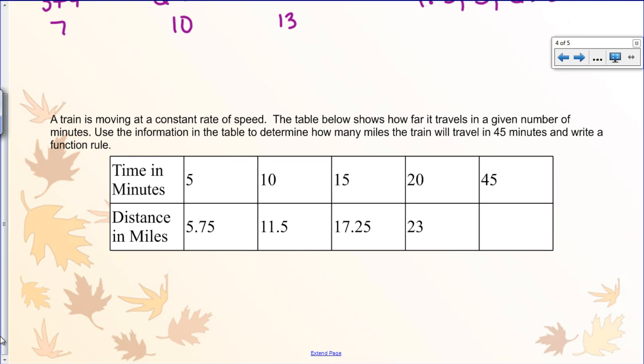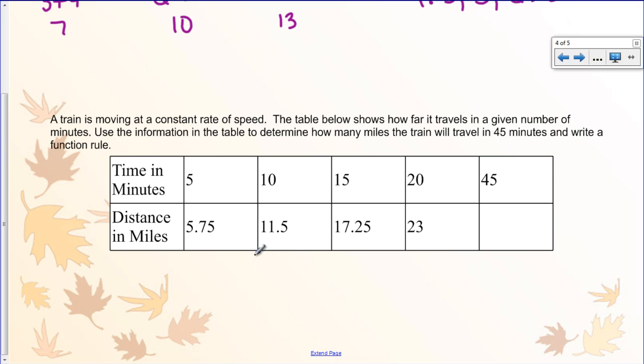So you got a train moving at a constant rate of speed, which means that its speed is not changing. Set its cruise control. The table below shows how far it travels in a given number of minutes. We're going to use this information to figure out how many miles it will go in 45 minutes, and we're going to write a rule.